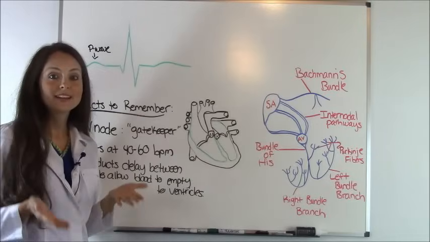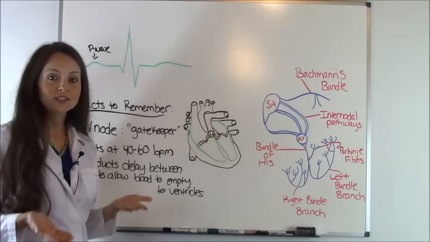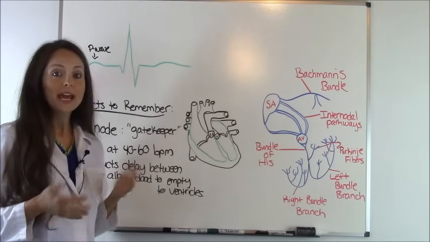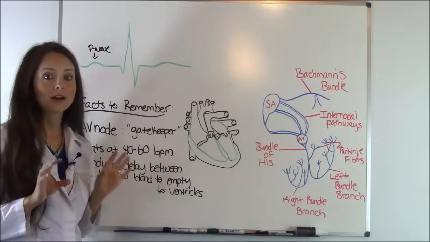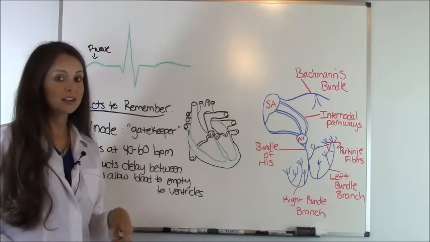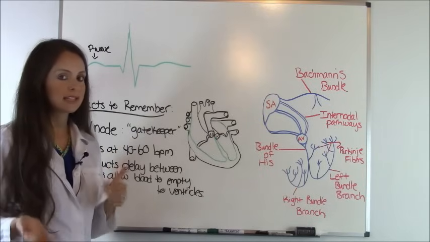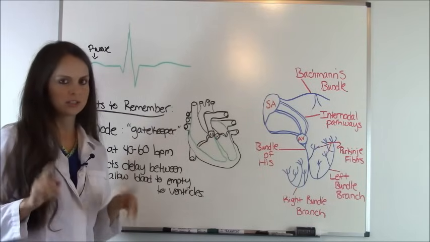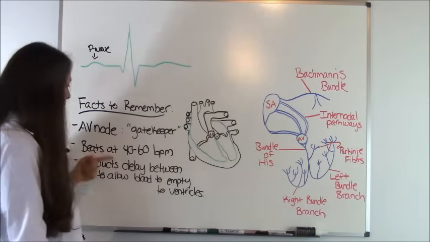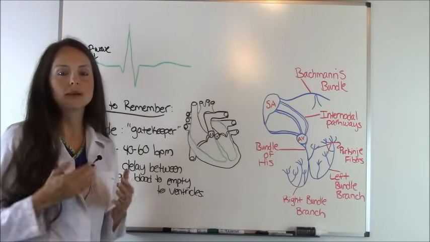Okay, now regarding the AV node. The AV node, also known as the atrial ventricular node, is known as the gatekeeper of the electrical conduction system. The SA node was known as the pacemaker, and the AV node is known as the gatekeeper. That's usually another test question, so you probably want to remember that. It beats at 40 to 60 beats per minute.